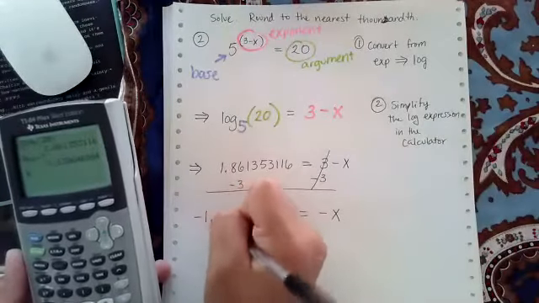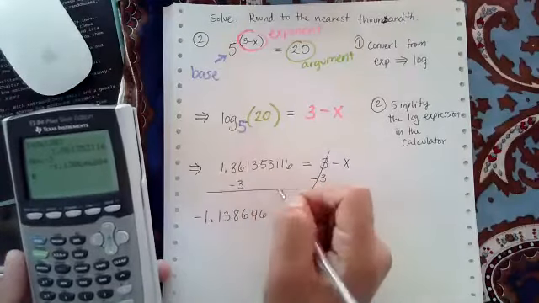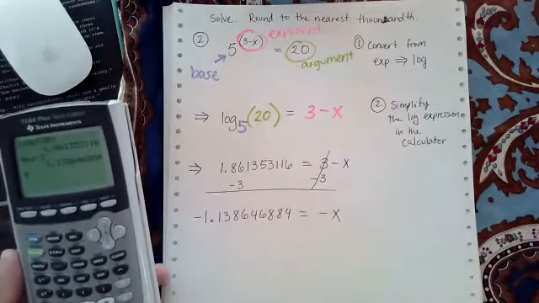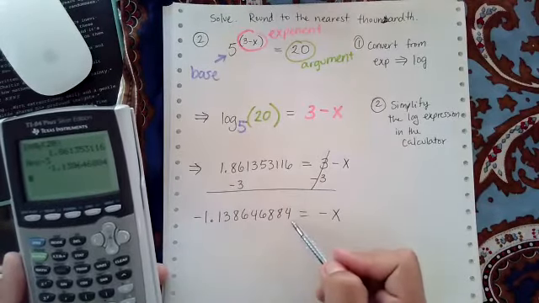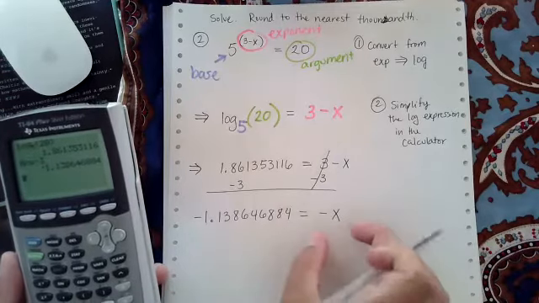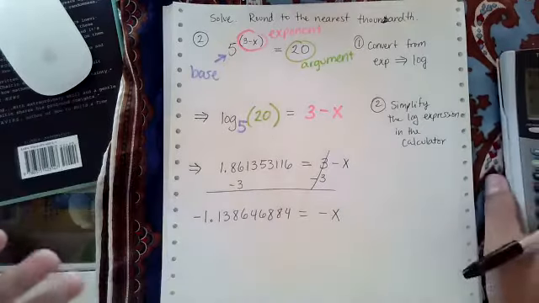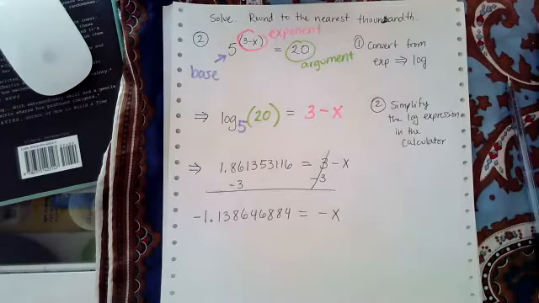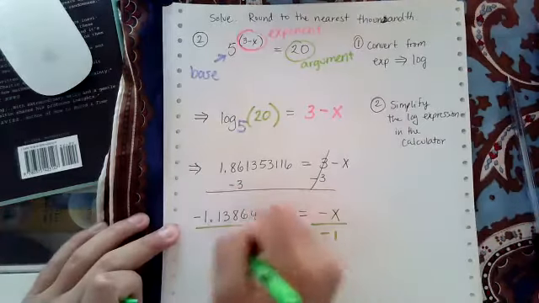Negative 1.1386468884. You'll want to double check to make sure that you've written that correctly, because I wouldn't want you to make a careless mistake. And then we need to get x by itself. Currently, it's negative x. So how do we get rid of the negative sign? Divided by negative 1. Yeah, we'll divide by negative 1 on both sides.